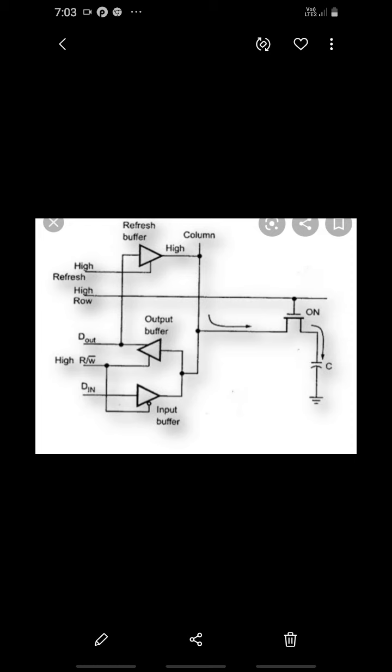As the read or write line is high, the output buffer is enabled and the stored data bit is applied to the input of the refresh buffer. The enabled refresh buffer then produces a voltage on the column line corresponding to the stored bit, thus refreshing the capacitor as shown in the above PPT.